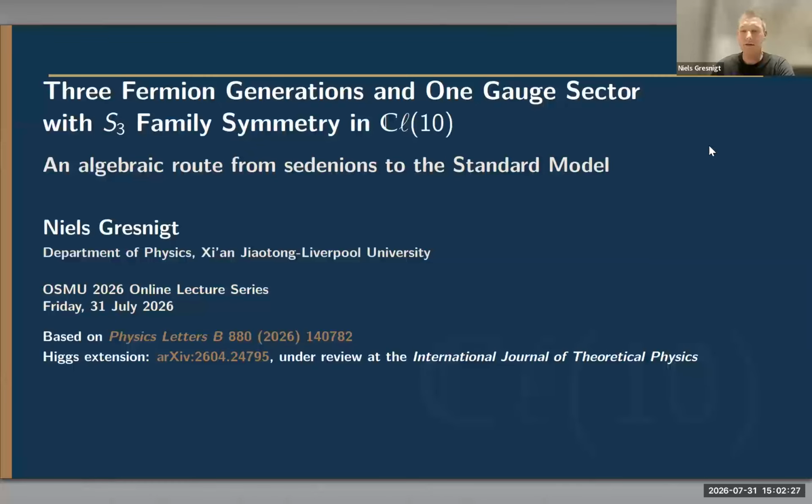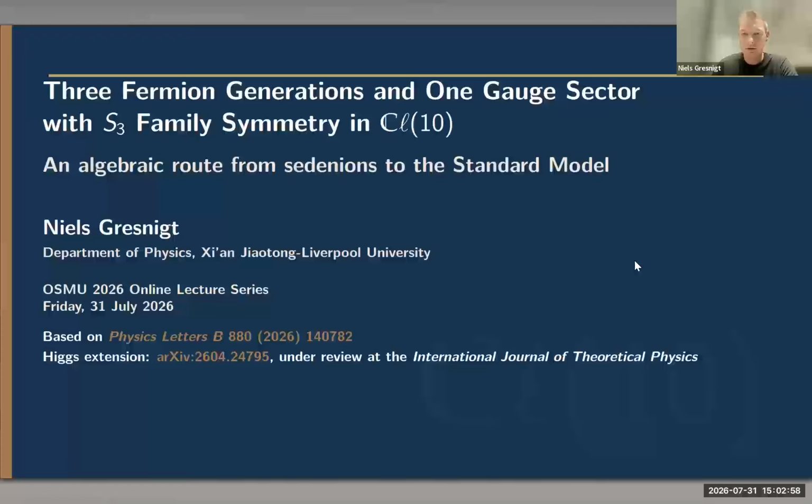And the reason I think that's worthwhile doing is that if you look at the automorphism group of the sedenions, it includes this extra discrete group S3. And so I've been trying to see if this S3 automorphism group of the sedenions can be used as a family symmetry and thereby give an algebraic origin for the existence of 3 generations.